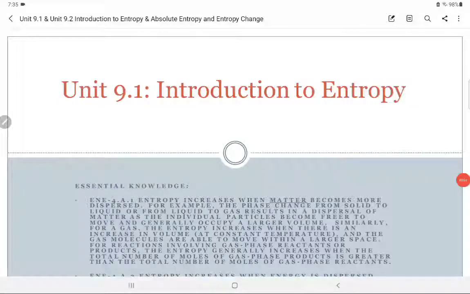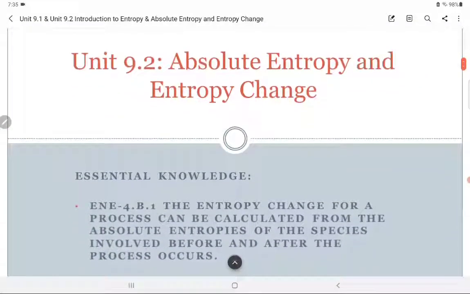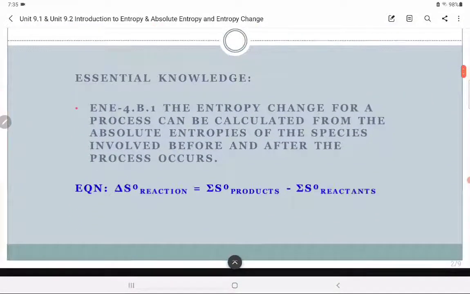Okay, so we're going to start Unit 9 today. And Unit 9 is all about energy. We've already talked about some energies already, but we have to tie in some more thermochemistry. And that's what we're going to do today, or start to do today. And we're going to talk about a concept called entropy.